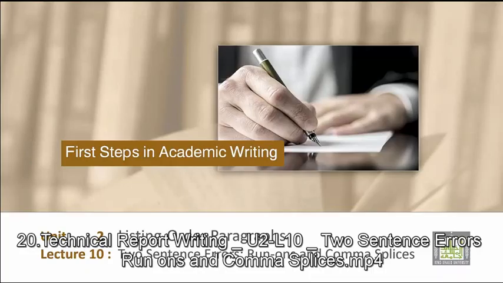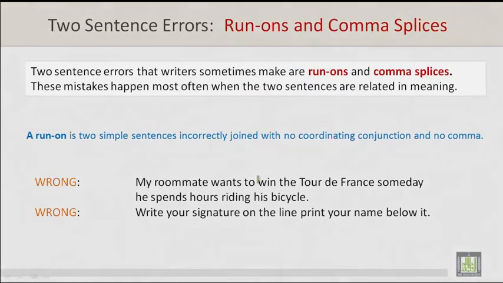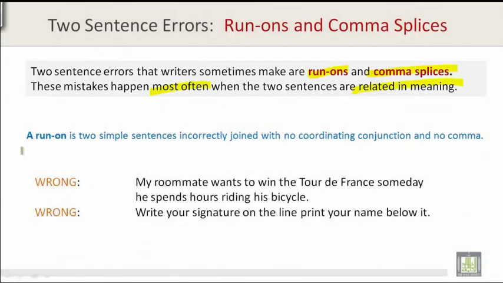Two sentence errors: run-ons and comma splices. Two sentence errors that writers sometimes make are run-ons and comma splices. These mistakes happen most often when the two sentences are related in meaning. A run-on is two simple sentences incorrectly joined with no coordinating conjunction and no comma.